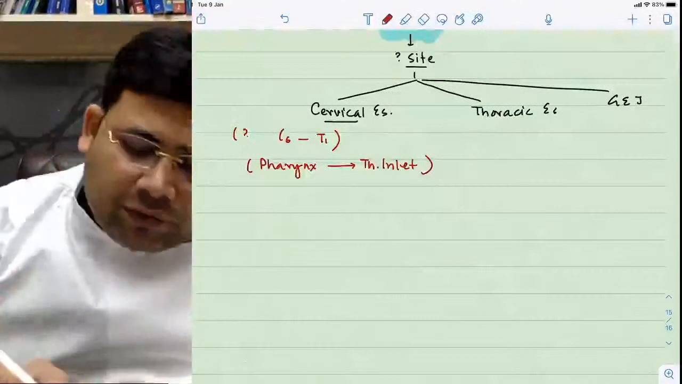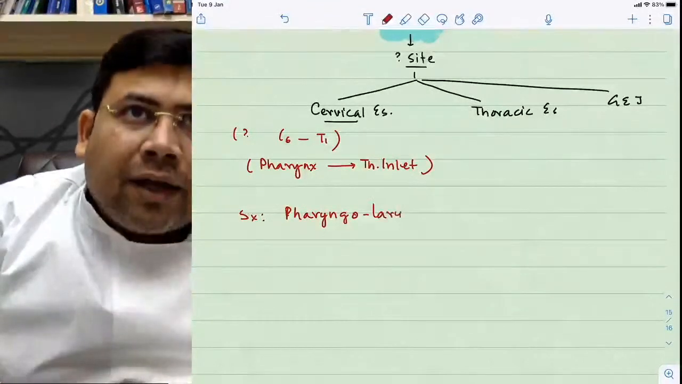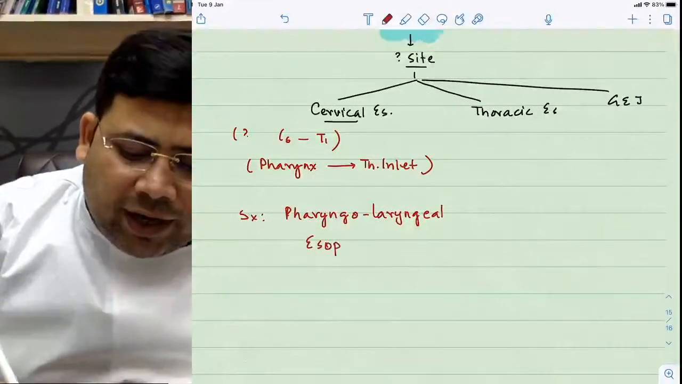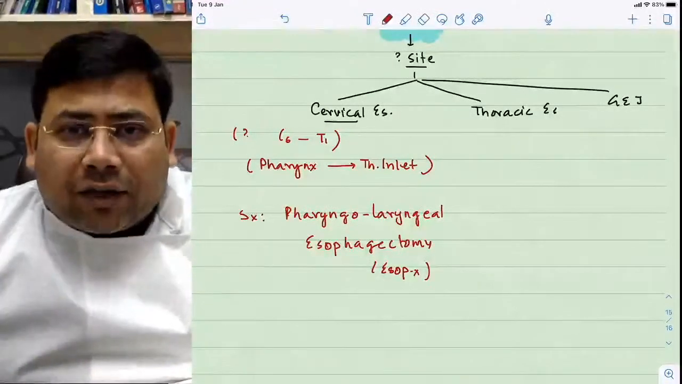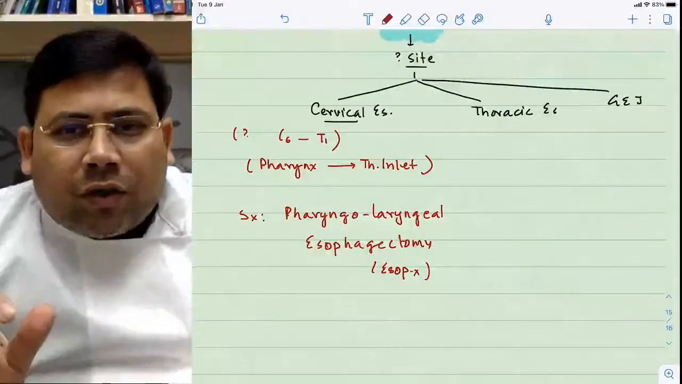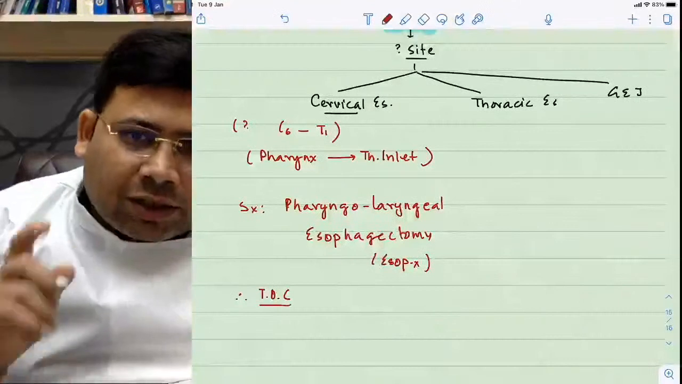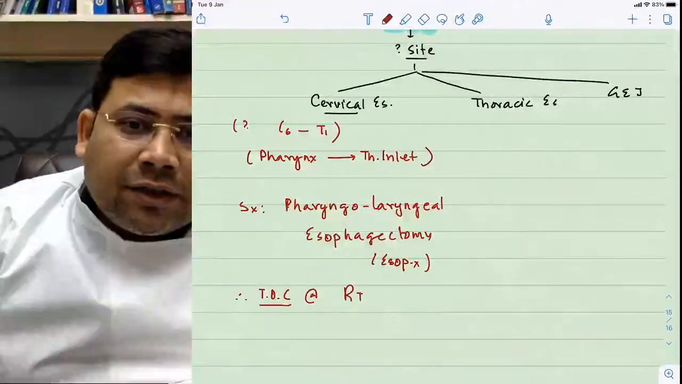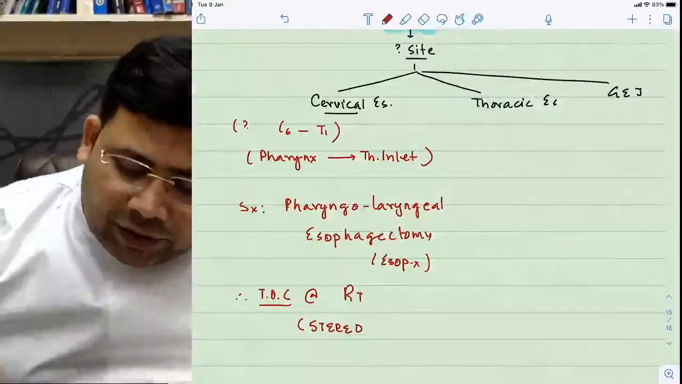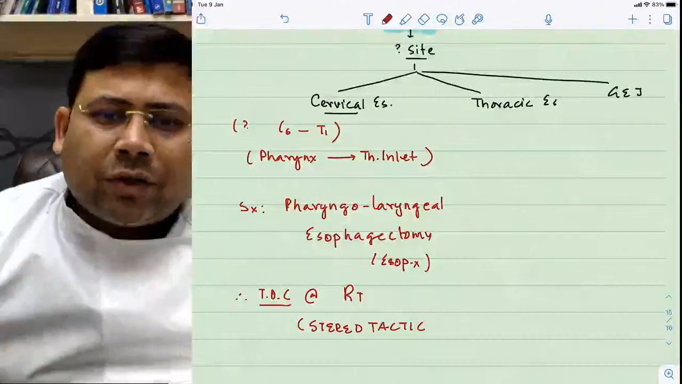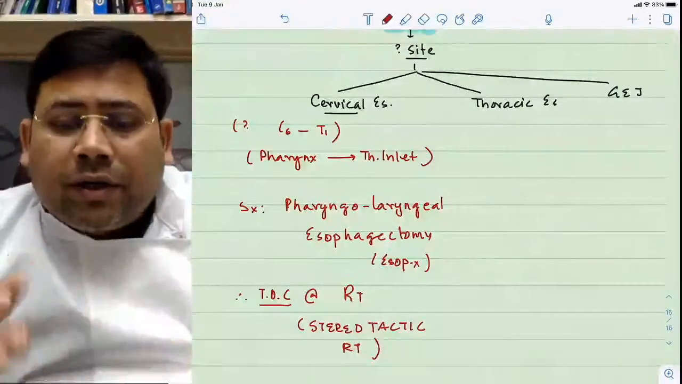Students, if it is at the level of cervical esophagus, the surgery that we do is pharyngo, laryngeal, esophagectomy. You have to remove the pharynx. Can you even think about what level of morbidity you will have after this surgery? Vocal cords lost, everything lost. The morbidity is going to be very high. Therefore, remember, the treatment of choice for cervical esophageal cancer is not surgery, it is radiotherapy. Stereotactic. You know that squamous cell cancers are fairly radiosensitive, and today we have a lot of improved radiotherapies. So stereotactic radiotherapy is what we prefer. Surgery is not preferred because of the enormous morbidity associated with it.